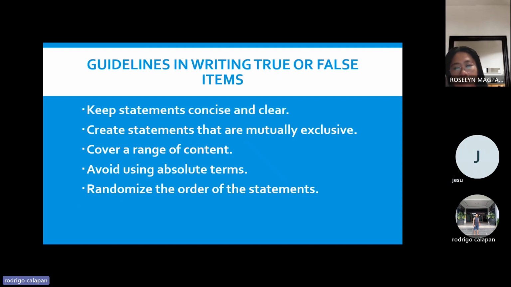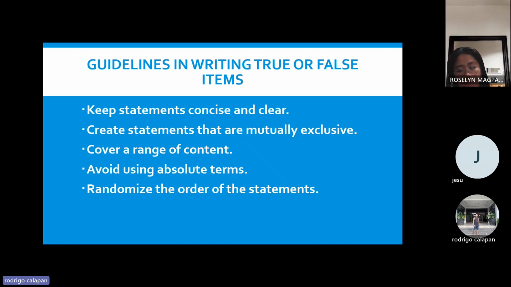And number four, avoid using absolute terms. Be cautious with the use of absolute terms. I mentioned this earlier in the guidelines for multiple choice. Be cautious with absolute terms such as always, never, all. These terms can make statements more predictable and reduce the critical thinking required to determine their validity. And number five, randomize the order of the statements. Present the true or false statements in a random order to prevent any patterns that could aid guessing.